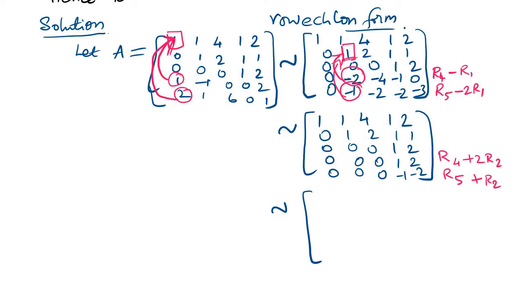In the next step, in the third column, all the elements are 0 already, so leave it. Here in the fourth column, this 1 is the pivot element. So under 1, we have to make these two elements 0. So there is no change in the first and second row.